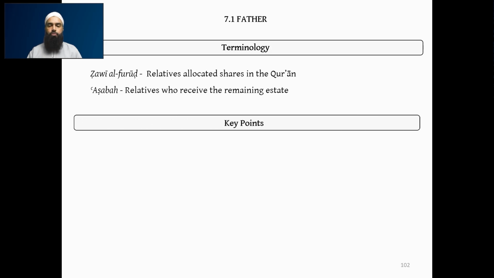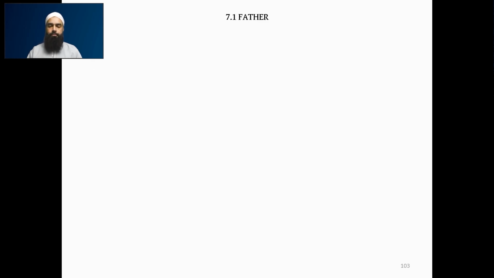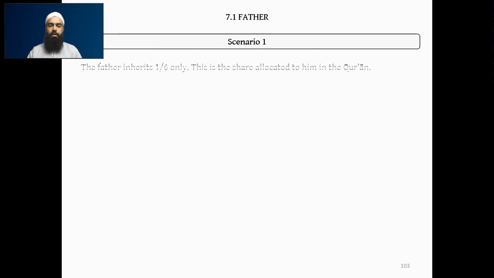Then we come to key points that we have to remember for the father. So each relative that we're going to go through, we'll go through key points first, just so that we remember. So the first simple thing is that the father has three scenarios, and that the father will always inherit at least the minimum of 1/6. So let's just do scenario number one. There's three scenarios, as we said. Scenario number one is where the father inherits 1/6 only.